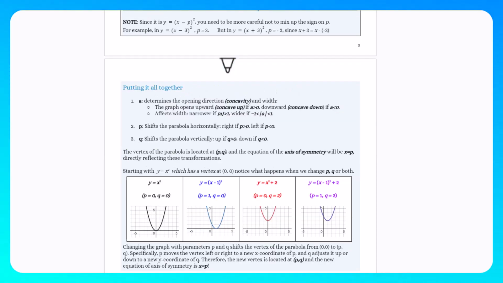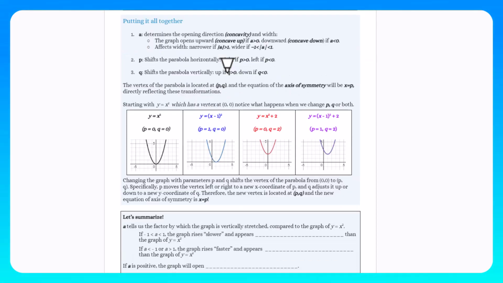Okay, let's keep moving and putting it all together. Now, while we have looked at A, P, and Q individually, we might have an equation that has all three numbers put in. And let's look at what that means. Well, in general, let me just grab my highlighter here. For A, that determines the opening direction. And here's a new word, concavity. Concavity just means how it is curved. It is a curve with the bowl part facing up or a curve with the bowl part facing down.